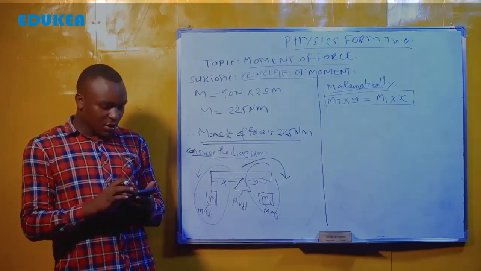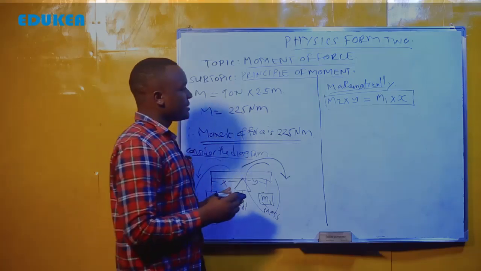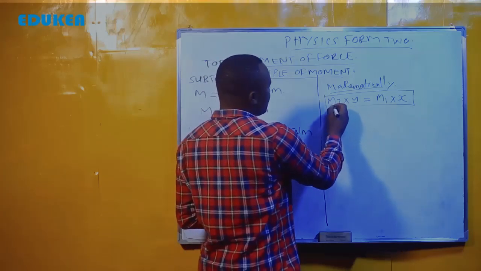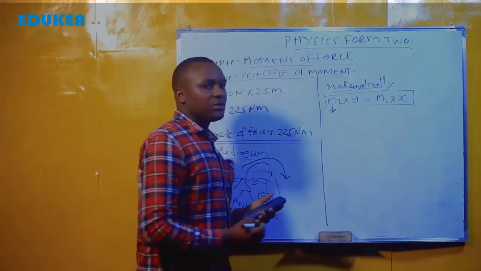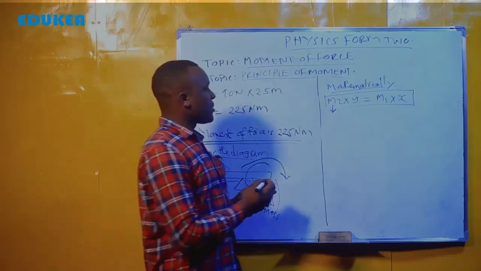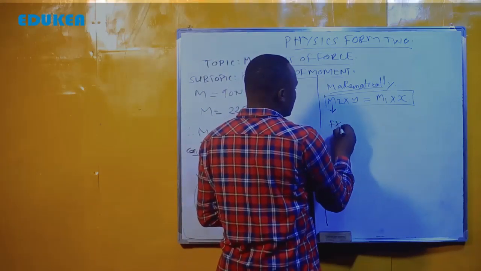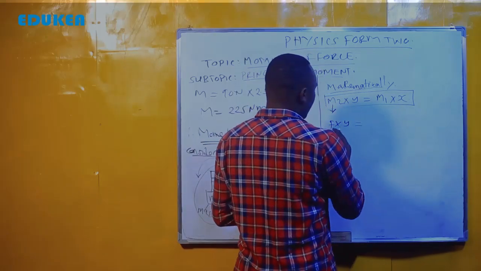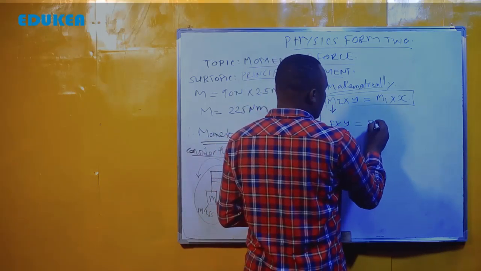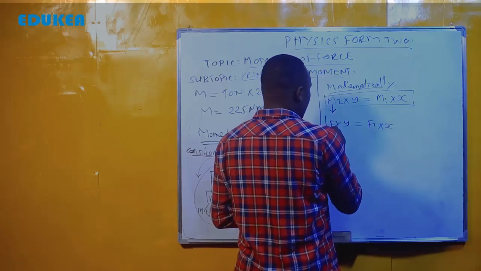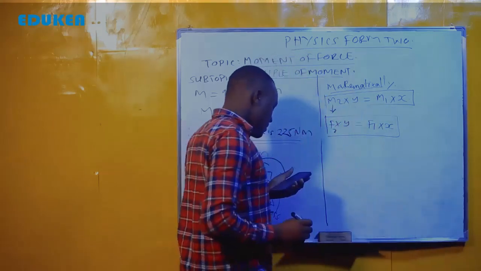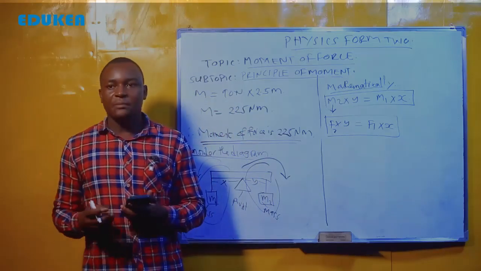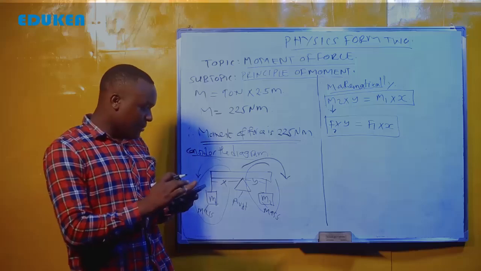But also we know that sometimes you will not be given the mass, but you will be given force. So you will take force times the distance, which will be equal to either force 2 times y is equal to force 1 times x. So that is also the formula which you can use to find the moment of force. So now let's consider this example.